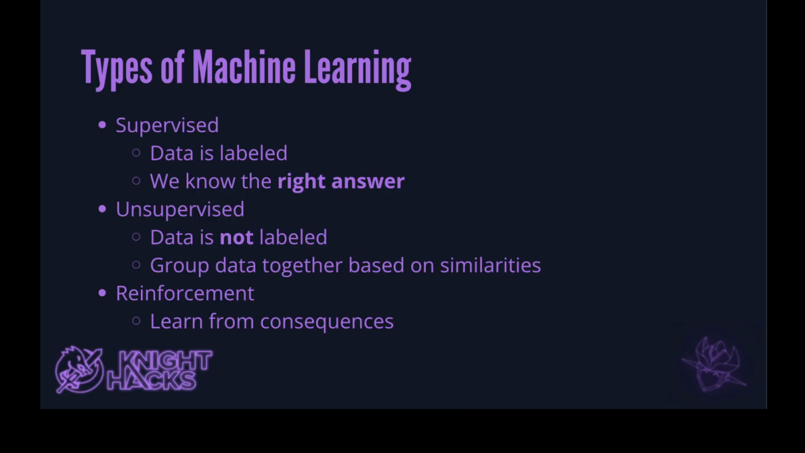And then finally, reinforcement machine learning is when an AI learns from consequences. So if you punish the AI, then it will avoid that action in the future, and if you reward it, it will seek to do it more frequently.